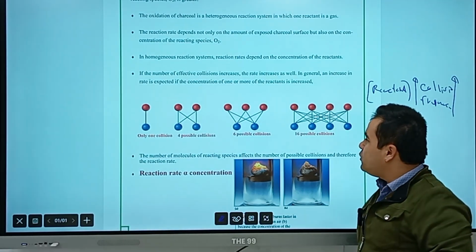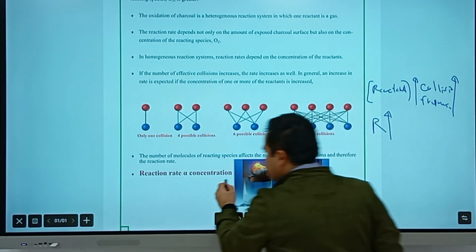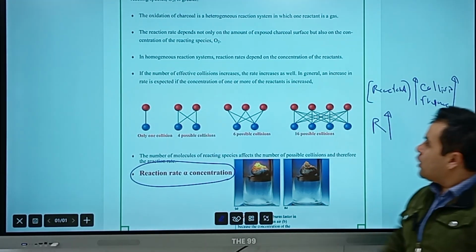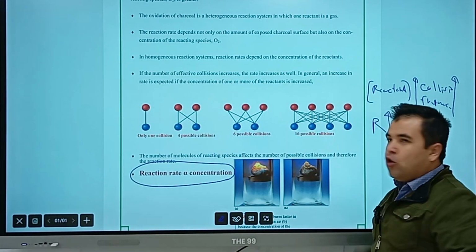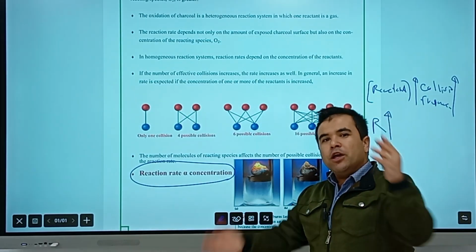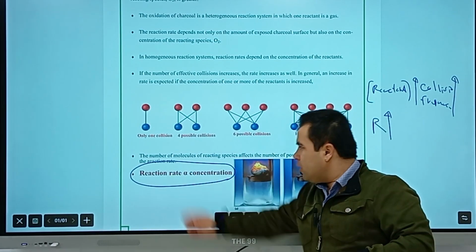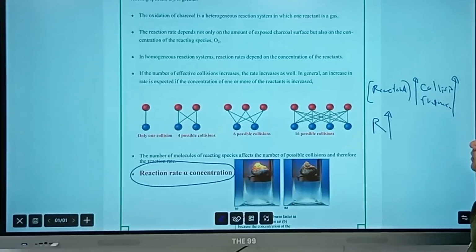So what's the relation between the reaction rate and concentration? It is directly proportional, which is increasing the concentration of particles in a system increases the collision frequency and efficiency as well. That increases the rate of the reaction, or the reaction rate.